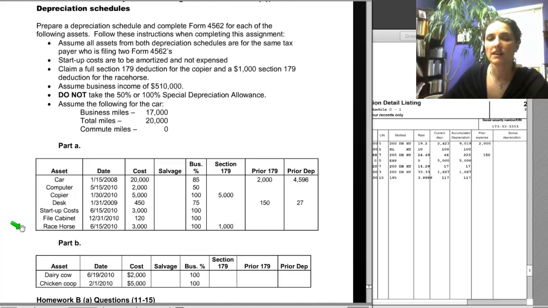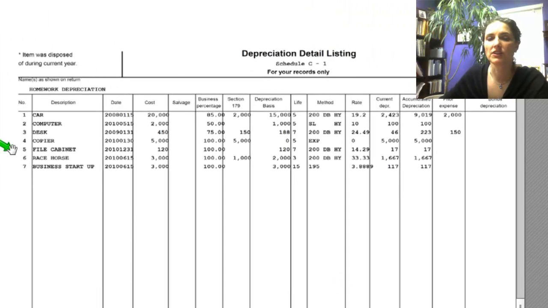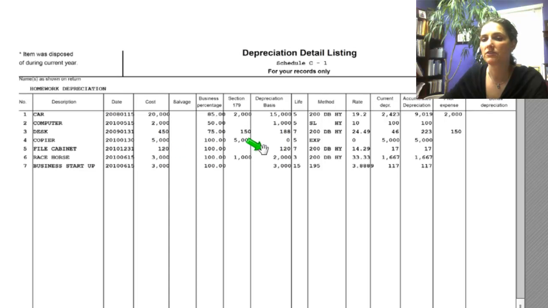The racehorse at a cost of $3,000 is 3-year property. We are claiming a $1,000 Section 179 deduction on it, so it will appear in Part 1 and be entered also on line 19 of Form 4562. Let's look at the depreciation deduction on the file cabinet. The file cabinet has a cost of $120. It is 100% business use. A depreciable basis of $120, 7-year depreciation. The first year depreciation deduction for that unit is 14.29% or $17 of depreciation.